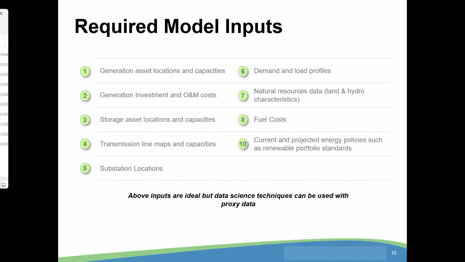Now, one of the beautiful things about the switch model is that you can implement so many different policy analyses. And so you could consider putting in RPS goals or carbon tax or carbon caps, and then see how the model changes the results under those different policy scenarios. And that's the last input, input number 10.